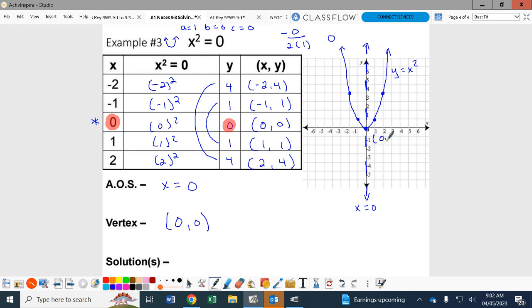0, 0 for the vertex. And it's graphed. Notice it only hits the graph in one spot, and that spot happens to be at what number? 0. That is your solution, and it is the only solution. It's also right here in the graph. When is y 0? When x is also 0. So that is your solution to the problem.